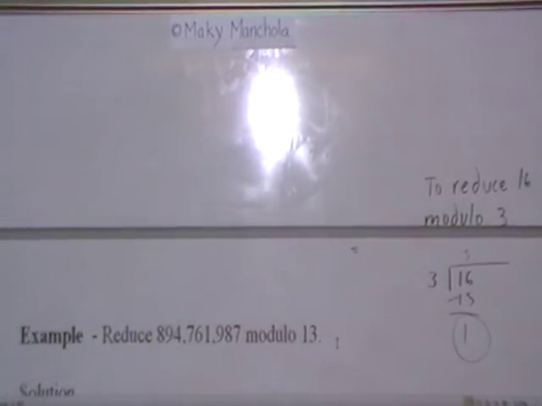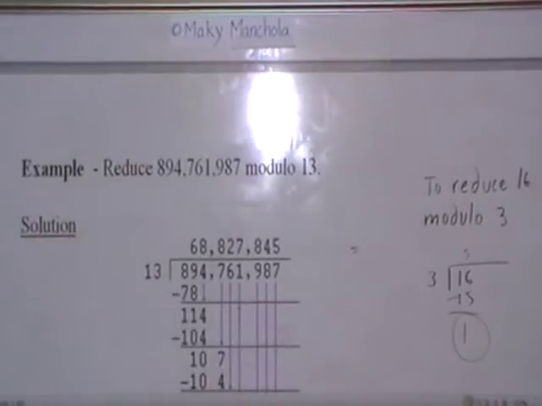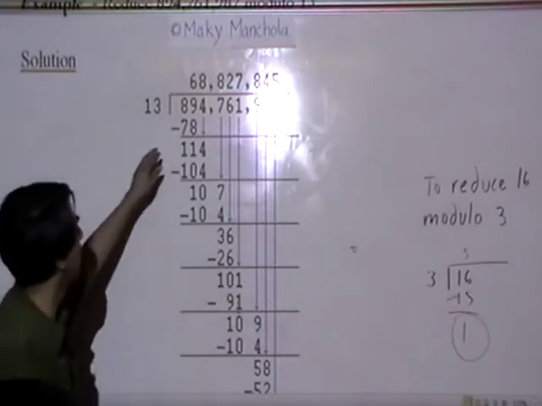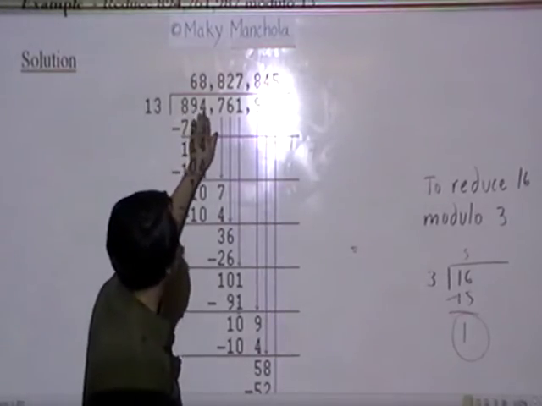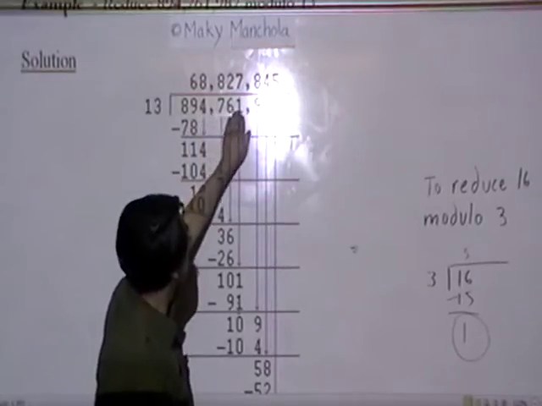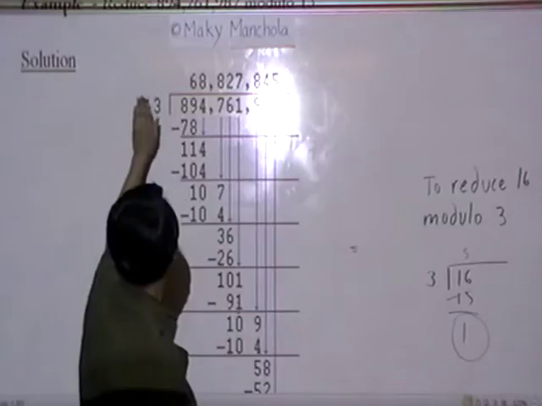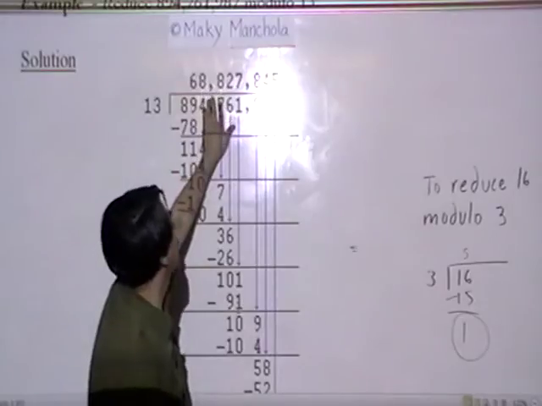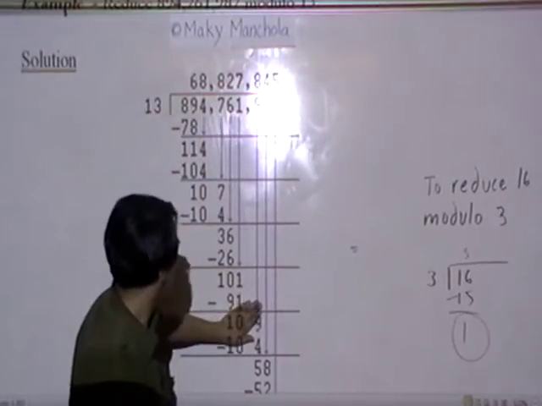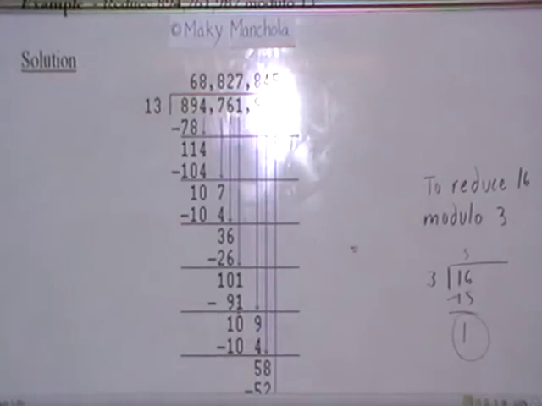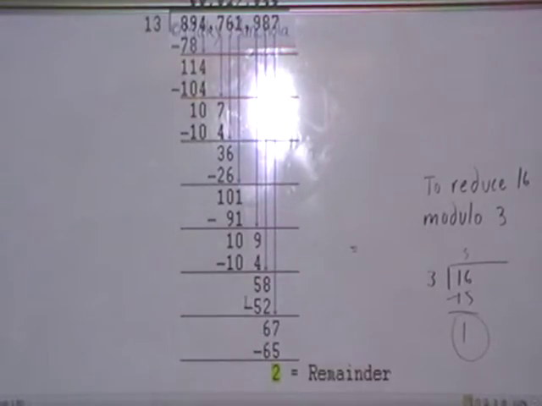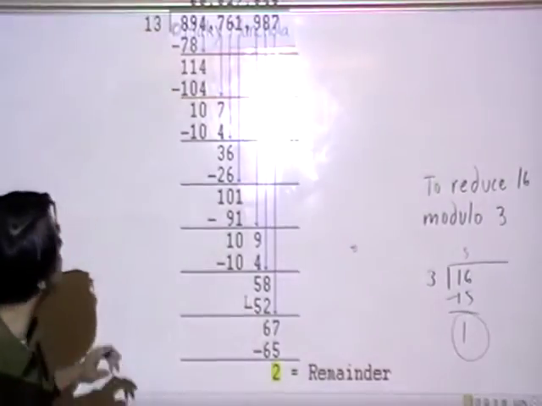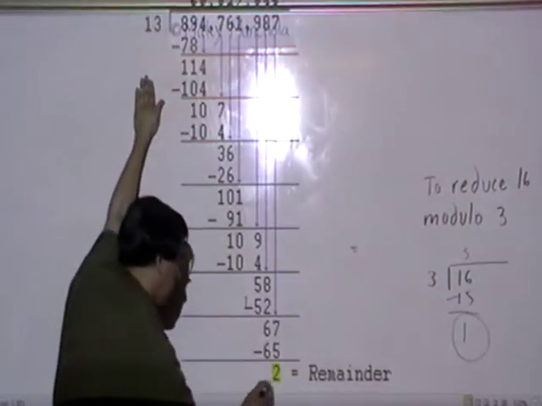A very direct way of dealing with this problem is to actually perform the division, perform the long division in this case, of 894,761,987 divided by 13. So you perform your long division, you perform your division process, and down here you will get your remainder. So when you reduce this big number, 894 million and change, modulo 13, you obtain 2.